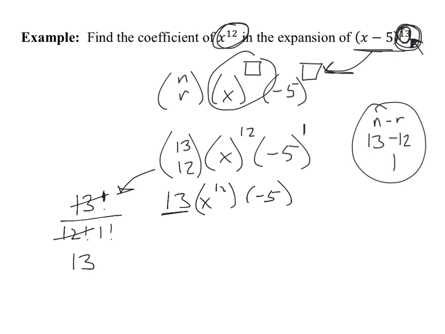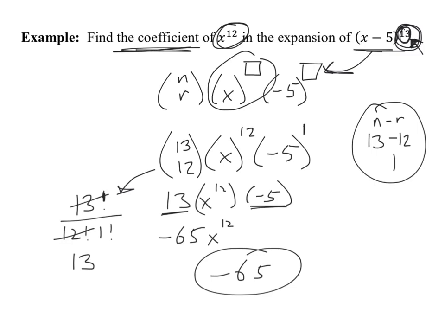And then all I have to do is multiply these two number pieces together. That looks like it's going to be negative 65 x to the 12th power. And so the answer to my question, find the coefficient, is negative 65. Okay. We got through this problem really quickly, relatively speaking, because we didn't have to go down to the 13th row of the binomial expansion triangle. Let's look at a couple more examples.